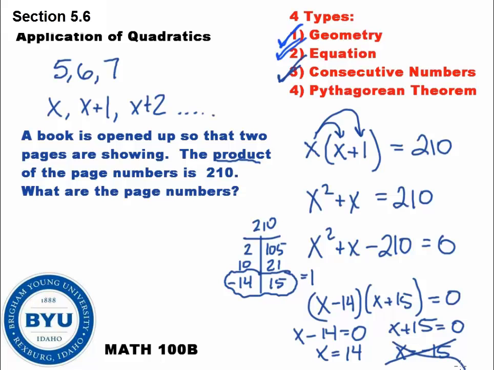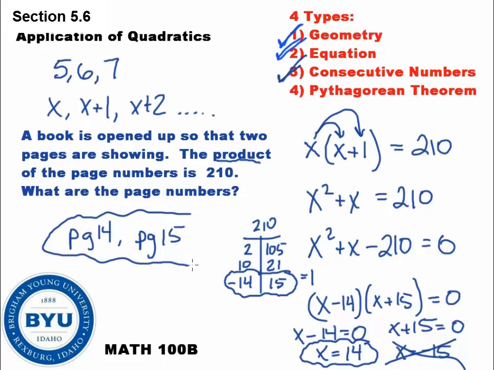Negative 15 is not a very good page number. Ooh, that'd be bad if you're in the negatives. What page are you on? Negative 7? Ooh, no, don't do that. Our answer here, the first page was 14, which means that the next page number is 15. And so our answer is that you opened up to page 14 and 15. And if you multiply 14 times 15, you'd find out that that equals 210. So that's a consecutive number problem.